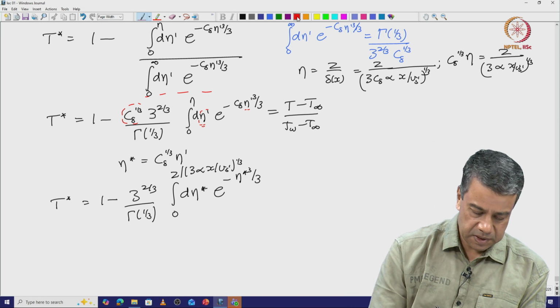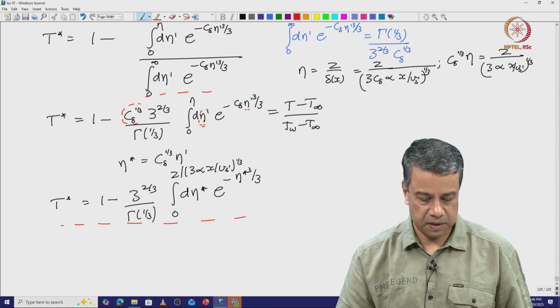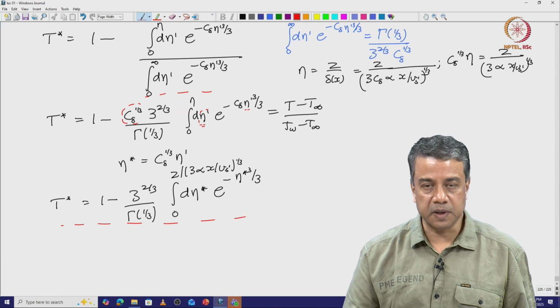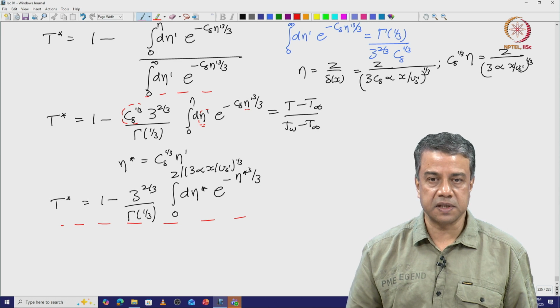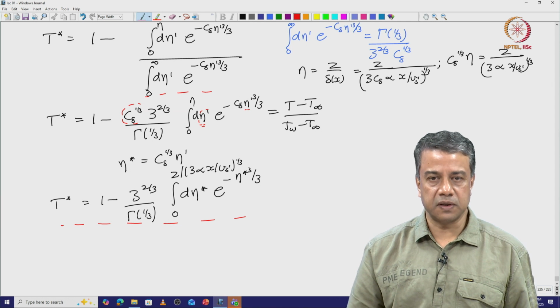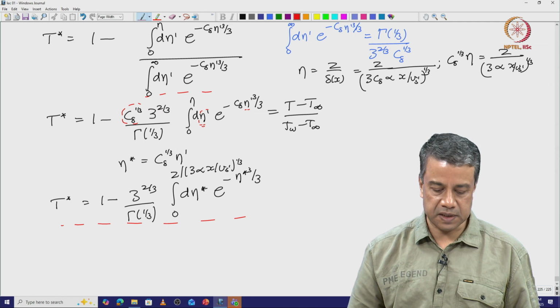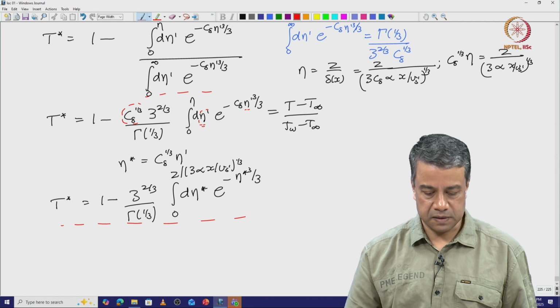Let us examine this equation a little bit. You can see that this equation does not explicitly depend upon C delta when expressed in terms of the original variables z and x.